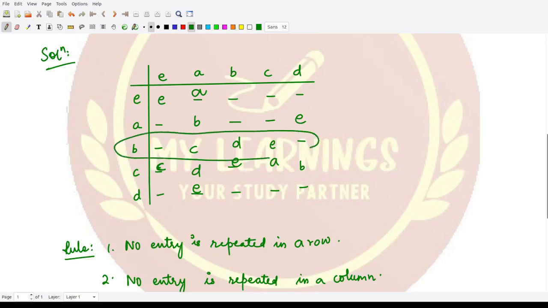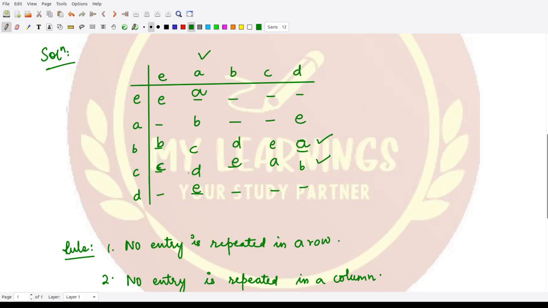Next, we have to fill up this row. Let's take this row now. For this row, we have C, D, E with us. So we have to fill either A and B. Here you see we cannot fill B because B is already present here. So definitely we have to fill A here, right? And once you have A here, definitely B will come here. So we are done with this particular row also, right? Next, let's see what else we can fill up.